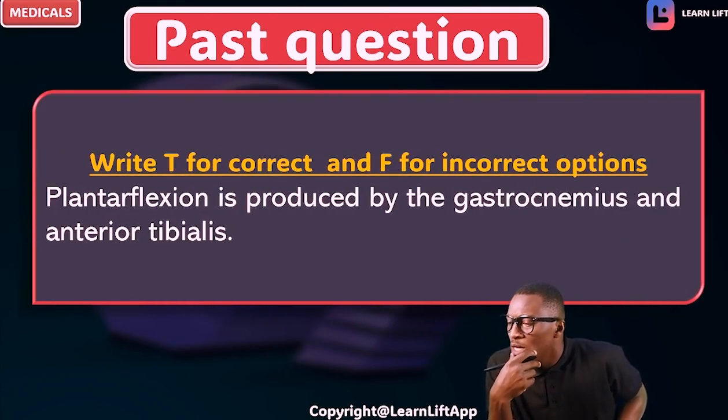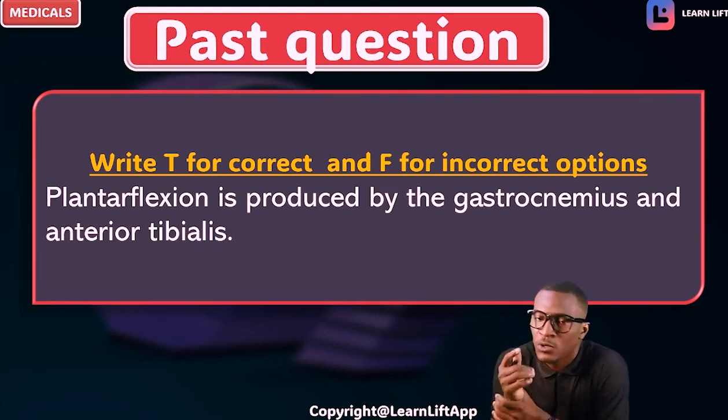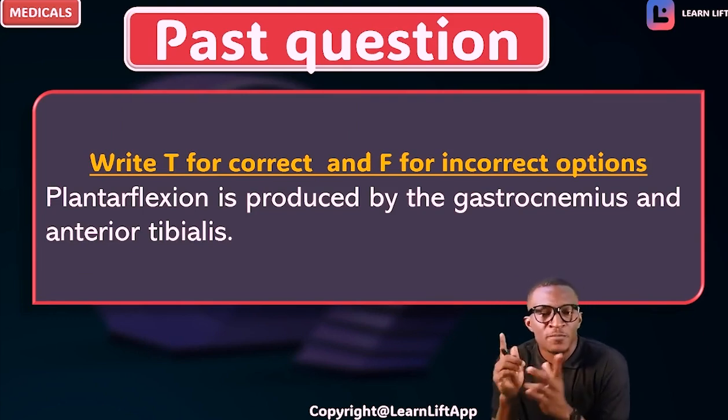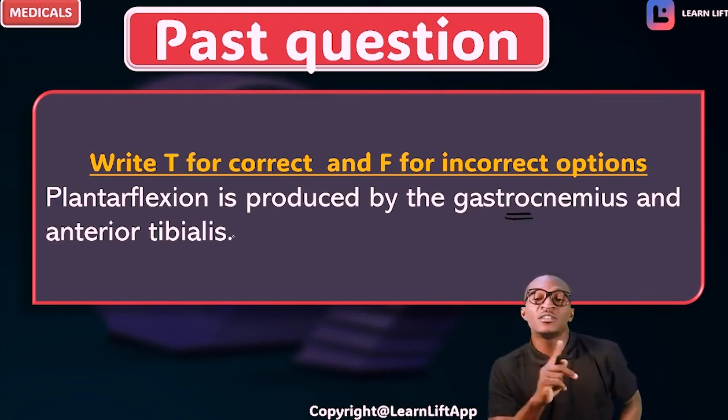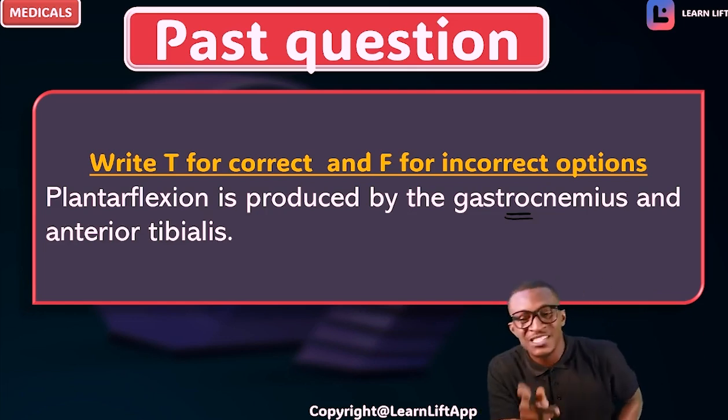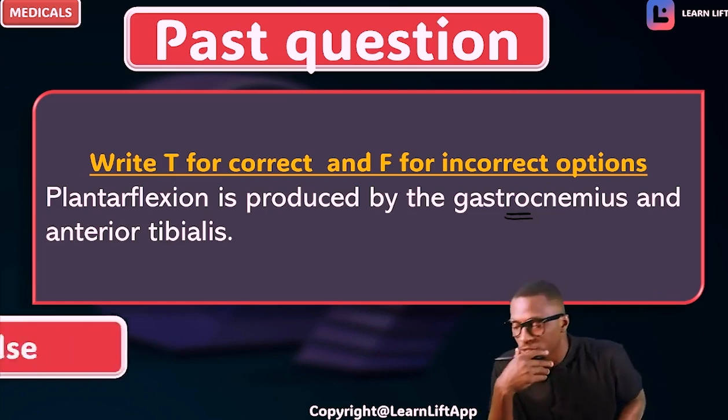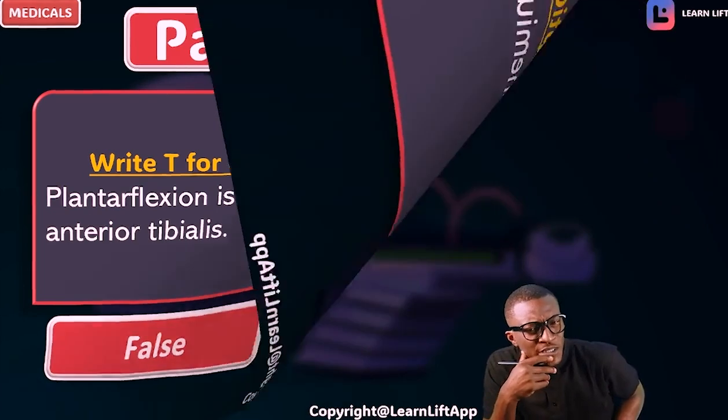The past question says plantar flexion is produced by gastrocnemius and tibialis anterior. Now, who helps to plantar flex? Posterior and lateral. Gastrocnemius is posterior, right? What about tibialis anterior? No, tibialis anterior is in the anterior compartment. The anterior compartment helps to dorsiflex. So this is also false. Do you understand that?